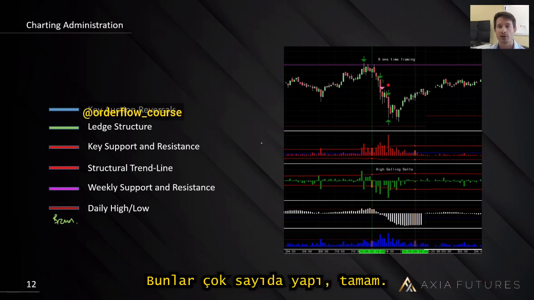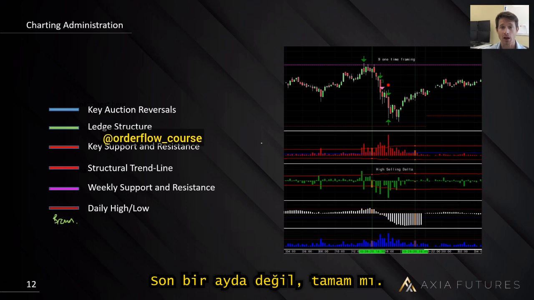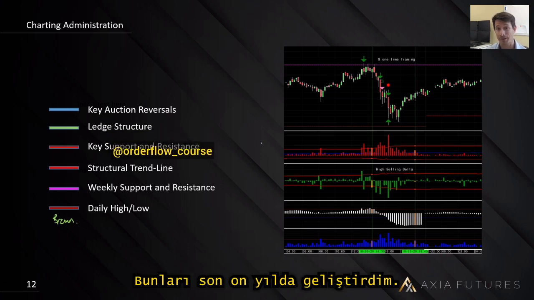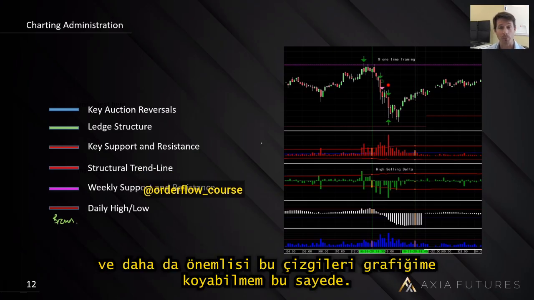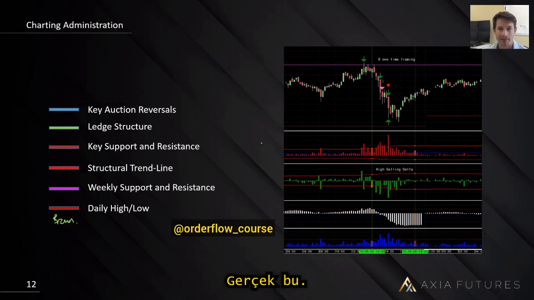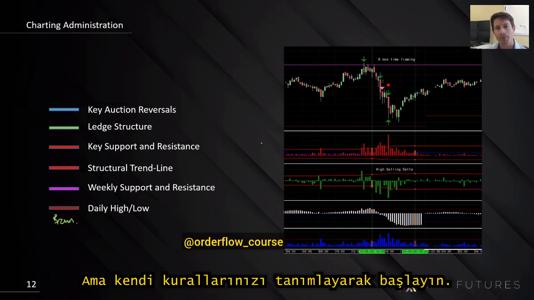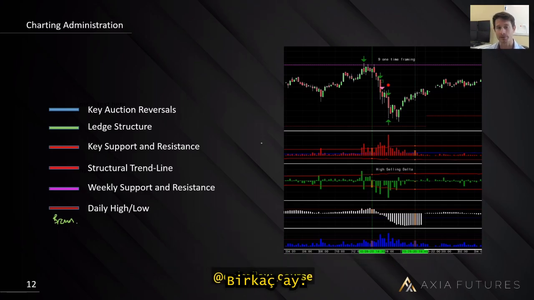Now, a caveat, because I like caveats. These are a lot of structures. I've developed an understanding of these structures, not in the past month, but over the last 10 years. And that's how I'm capable of defining such specific rules and, more importantly, being capable of putting these lines on my chart. You have to start somewhere. That's the reality. But start by defining your own rules. Start by following that same rule day in, day out for a couple of weeks, a couple of months.